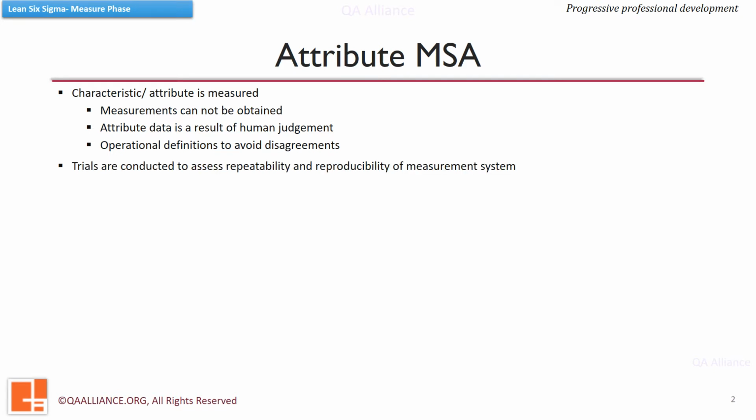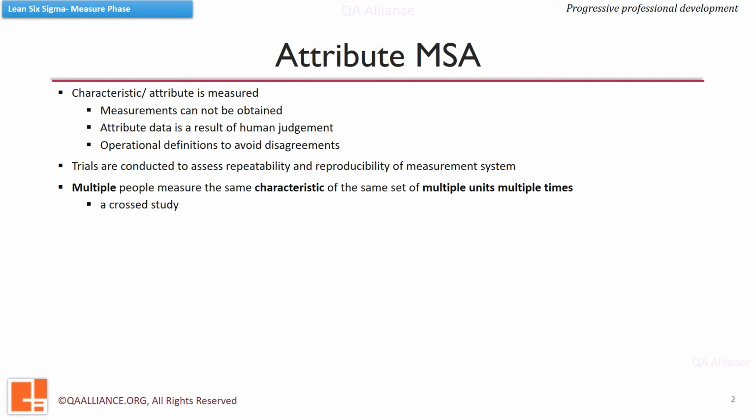Trials are conducted to assess repeatability and reproducibility of the measurement system. Multiple people measure the same characteristic of the same set of multiple units multiple times, which is a cross-study. In case of an attribute study, at least 5 times more samples should be collected than for a variable study.